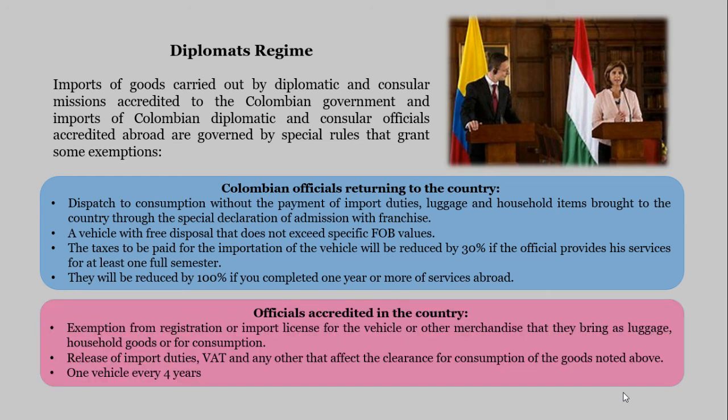Officials accredited in the country. Exemptions from registration or import license for the vehicle or other merchandise that they bring as luggage, household goods, or for consumption. Release of import duties, VAT, and any other that affects the clearance for consumption of the goods noted. And vehicles, one vehicle every 4 years.